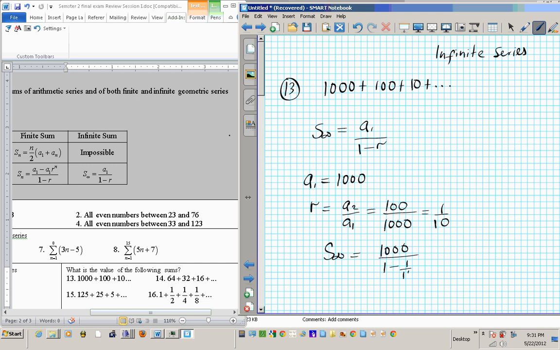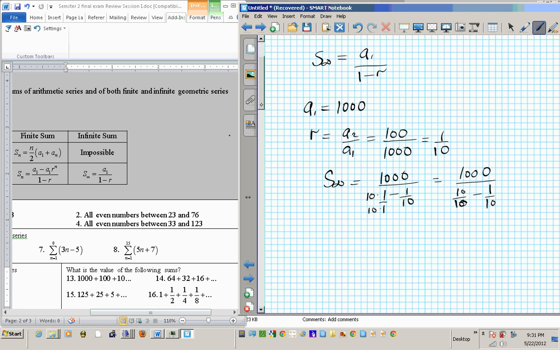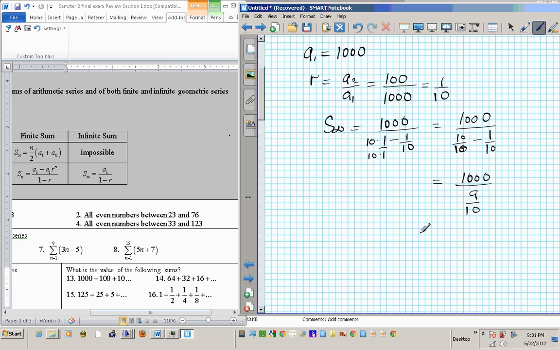So the sum of the infinite number of terms is simply going to be 1,000 divided by 1 minus 1/10. We can write 1 as 1 over 1, and multiply top and bottom by 10, so it's going to be 1,000 divided by 10 tenths minus 1/10. So the result is going to be 1,000 divided by 9 over 10. Since you have a fraction in the denominator, we multiply by its reciprocal. So we're going to have 1,000 times 10 over 9, which is 10,000 over 9. So there goes the sum. There goes your final answer.